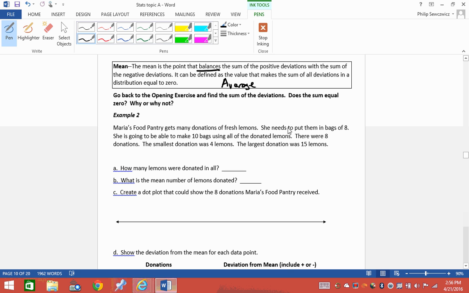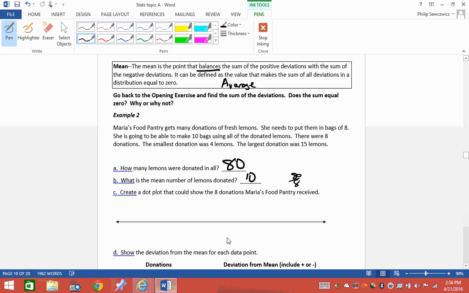Well, let's see here. She put them in bags of 8, and she made 10 bags using all the lemons. So if there's 10 bags, 8 in each bag, 8 times 10, yes, hello, 80. We got 80 lemons in all. What is the mean number of lemons donated? The mean, so the average. Well, here we go. If there's a total of 80 of them, and there were 8 donations, 80 divided by 8. So we do get the fact that there were 10. So the average donation was 10.